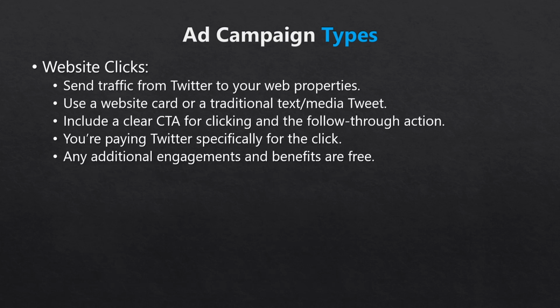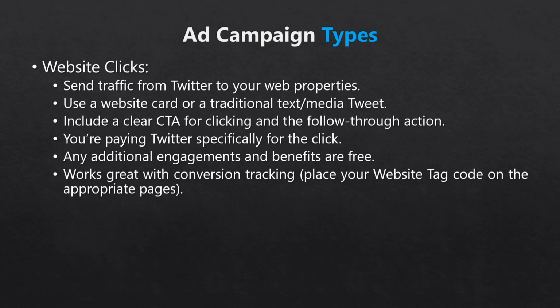Website click ads work great when combined with conversion tracking. Simply place your Twitter website tag, which is the name Twitter uses for their tracking pixels, on the appropriate page for the type of action you're tracking. For example, if you're collecting leads, place your code on the thank you page. The number of people tracked as arriving on that page tells you how many people filled out your lead form. We'll discuss more about conversion tracking and analysis later.